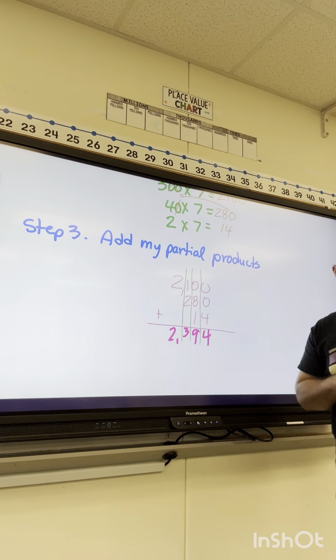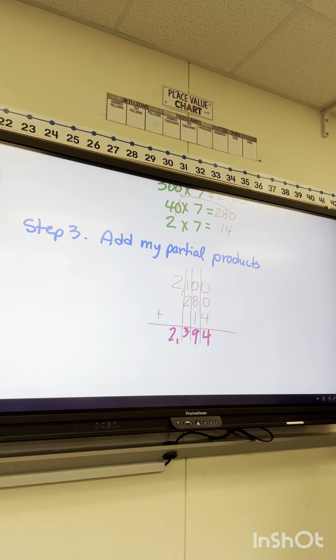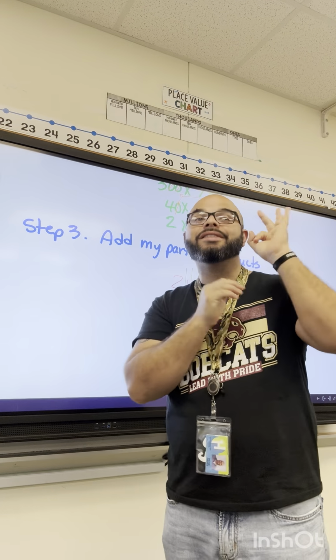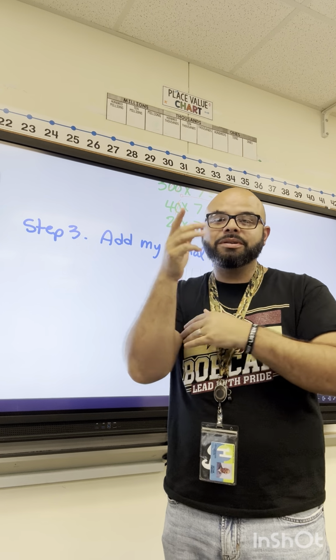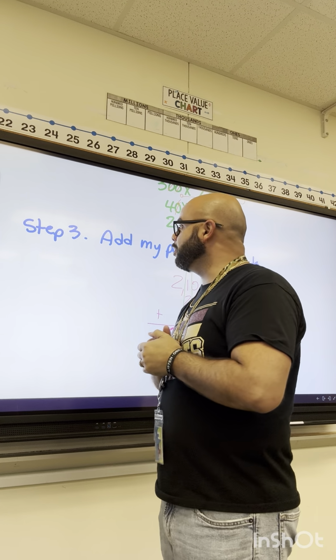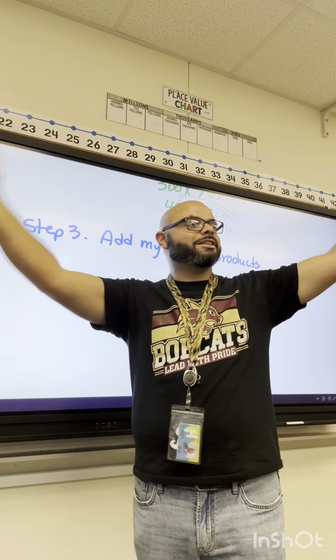So that's pretty much our distributive property using the place values. Okay, my 4th grade family, that is it. That is multiplying 3 digits times 1 digit, but then breaking it apart into its place values, all right? So that's step number 1, number 2, and number 3. Say bye, everybody. Bye.